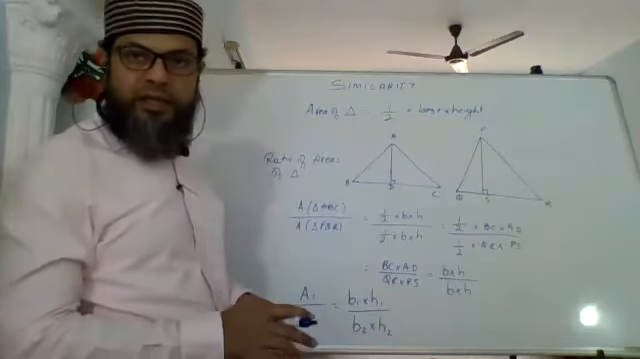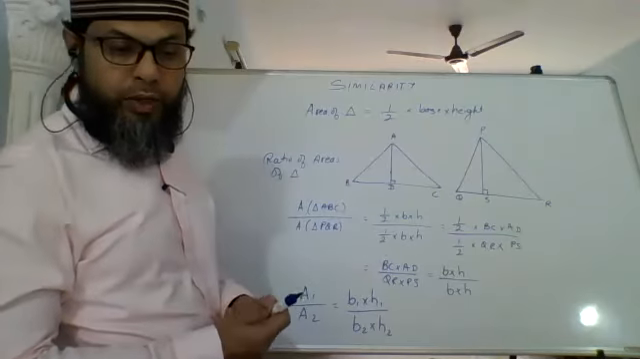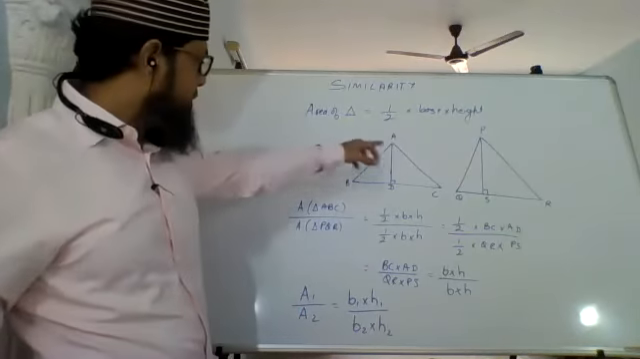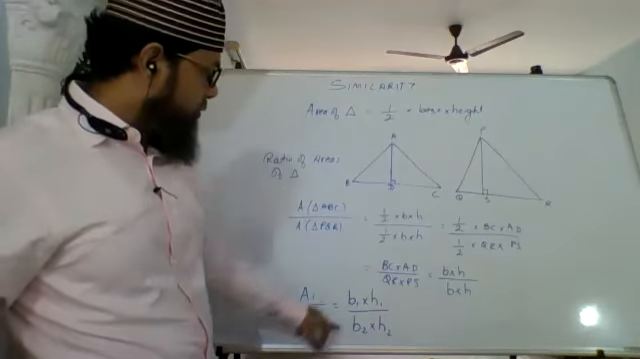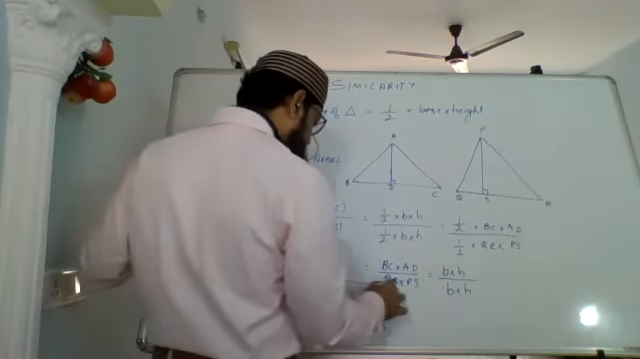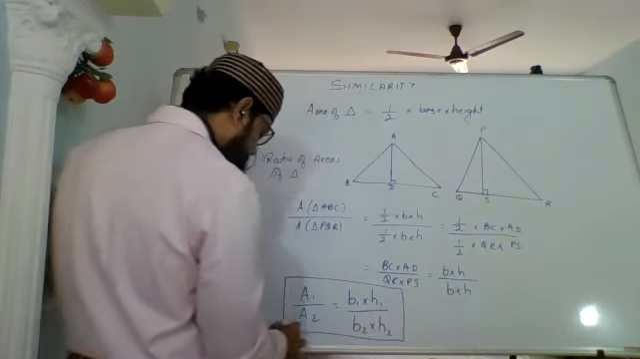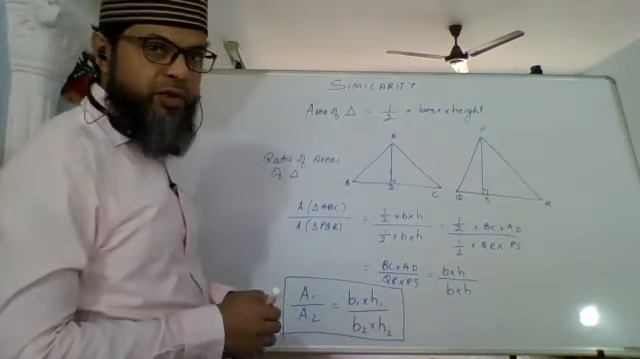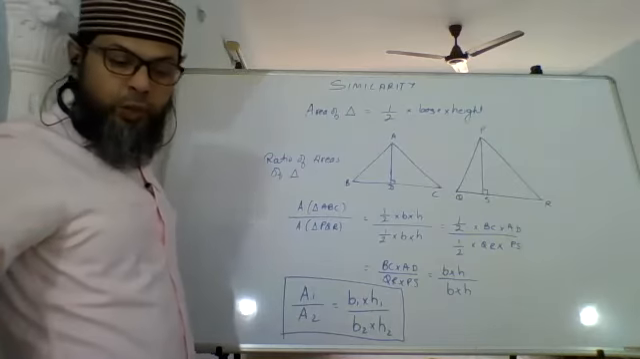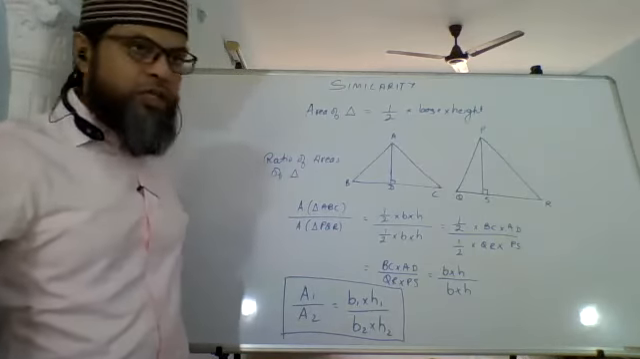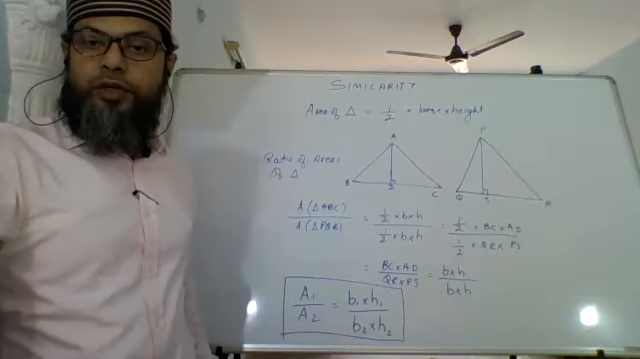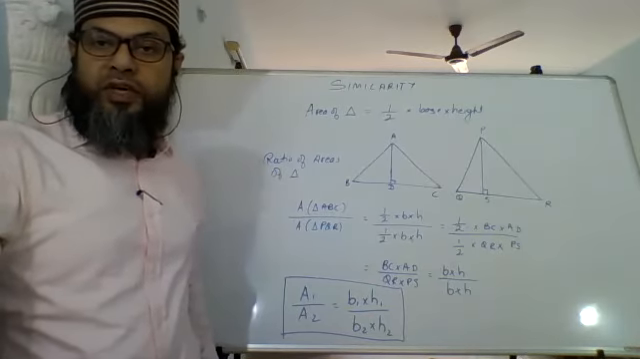You can copy this entire thing, but do it a little faster. You can draw this diagram, you can write the ratio of all of this. The main part that we are going to use while solving sums is A1 upon A2 equals B1 into H1 upon B2 into H2. Copy fast.